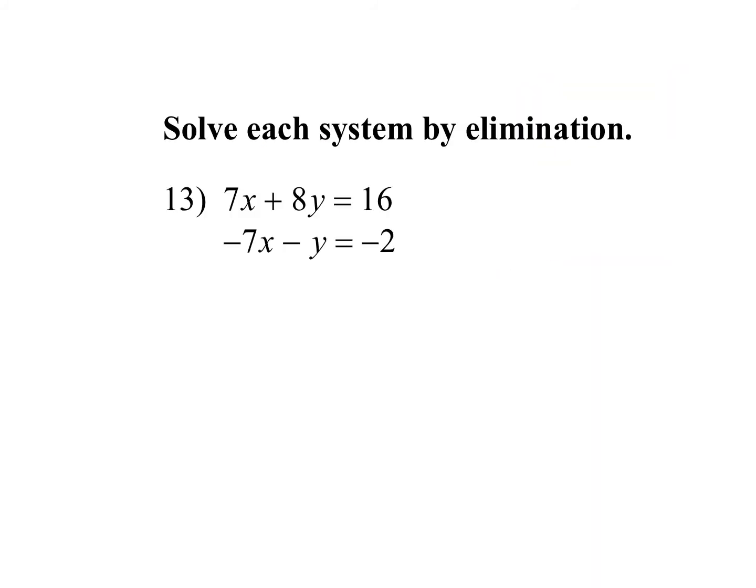So next we're solving by elimination. Do I have anything that'll cancel out right away? Yeah? Which variable, x or y? X. The 7x minus 7x cancels. So then I'm just going to add everything else together. So what's 8y minus y? 7y. And what's 16 minus 2? 14. So 7y is equal to 14.